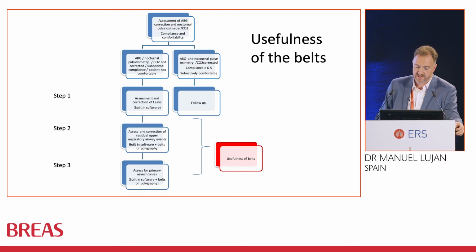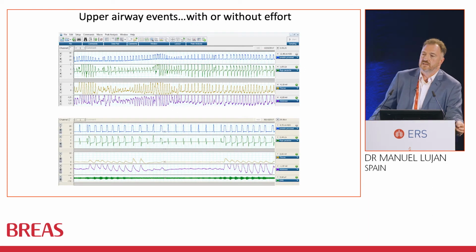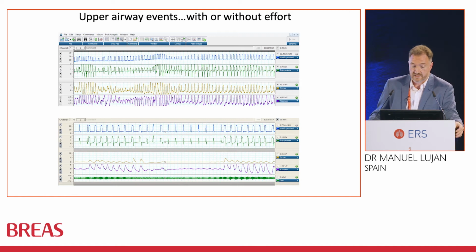But what happens in case of periodic flow reduction or asynchronies? In these two situations, it would be important to have the information about how the patient is breathing. Mainly in situations like this, in upper airway events or periodic flow reduction, we need to know if the patient is fighting or not against the obstruction. This has clear clinical implications. If the patient is fighting against the obstruction, we should increase the EPAP. And if not fighting, probably we are hyperventilating the patient.